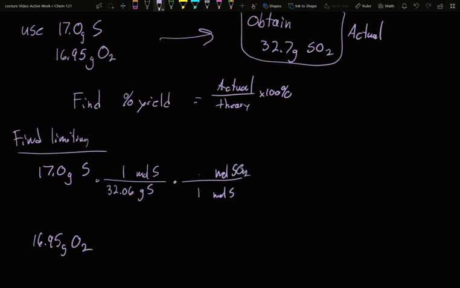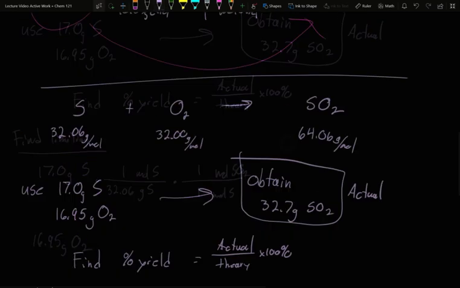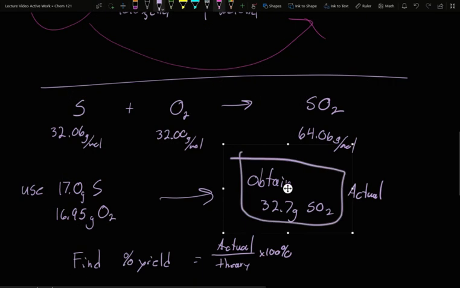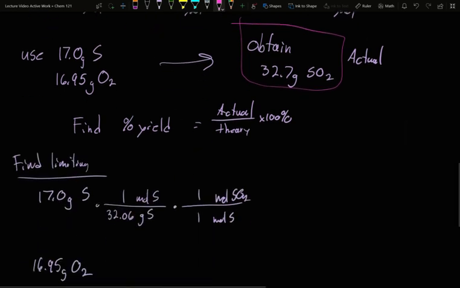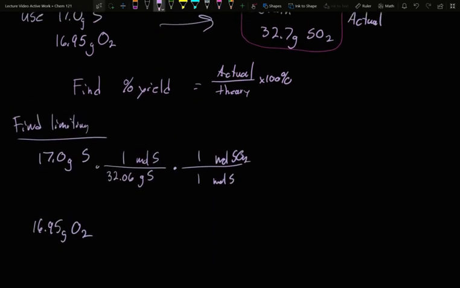Well, the balanced reaction was 1 to 1. If we go back and look, it is 1 sulfur for 1 SO2. In fact, it's also for 1 dioxygen. It's a 1-to-1 ratio. Finally, I want to be able to compare masses when I do my percent yield, so I need to get out of moles of SO2 and into grams of SO2. And 1 mole of SO2 is 64.06 grams.